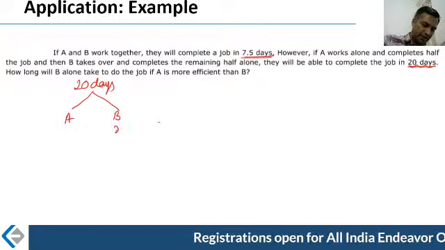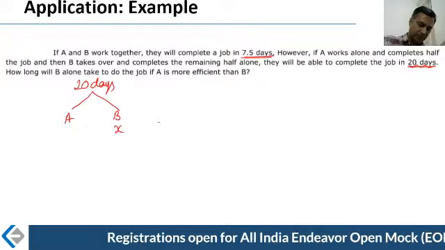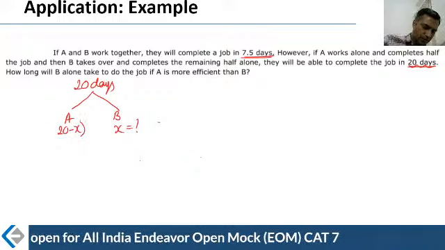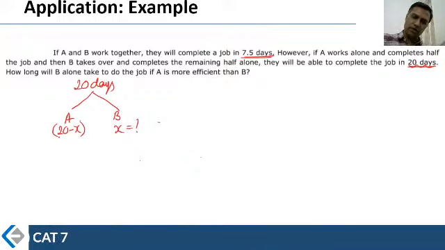Assume that A worked for X days, and that is what I need to find out. Number of days: A worked for X days, then B worked for how many days? 20 minus X days. This is what you are going to say here.